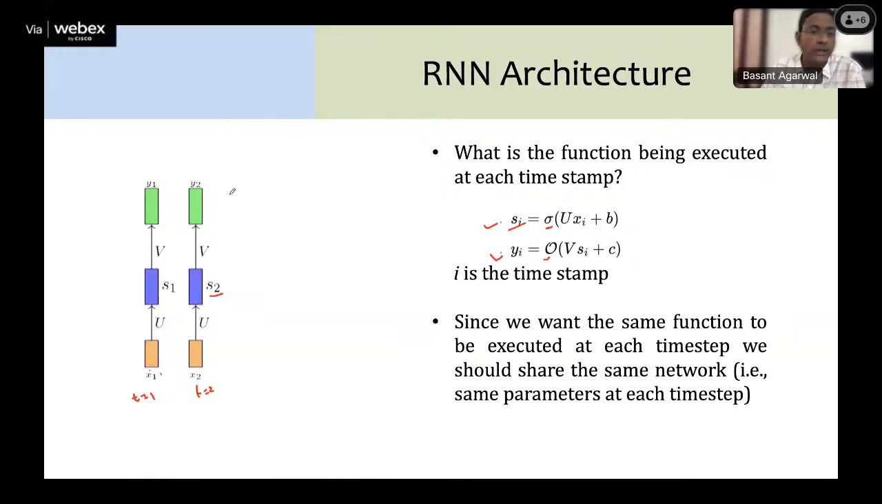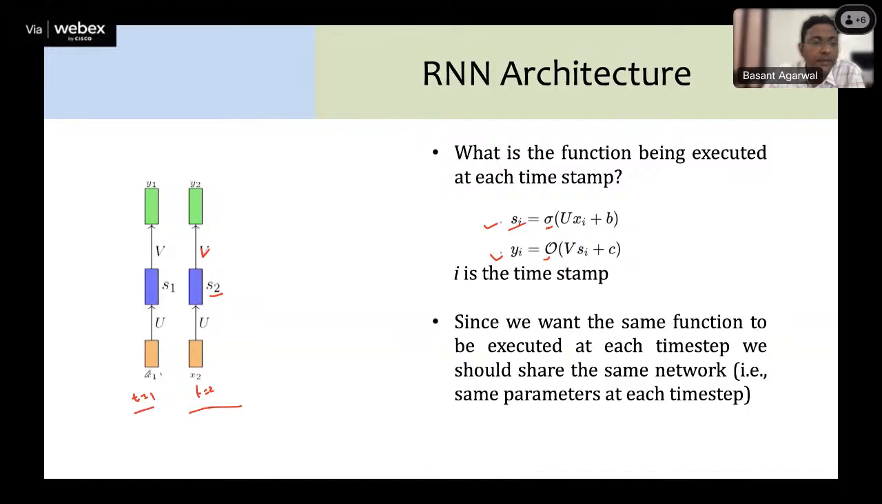So based on what the problem is, what we want to do or predict in the output, we can have an output function, and that can also be written as V dot x Si plus c. C is a bias, and V is basically your weight matrix in which we have weights of all the connections between the hidden layer and the output layer. Okay. So now see here that at each timestamp, we are having the same function.